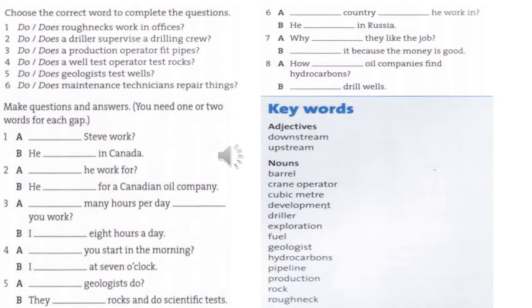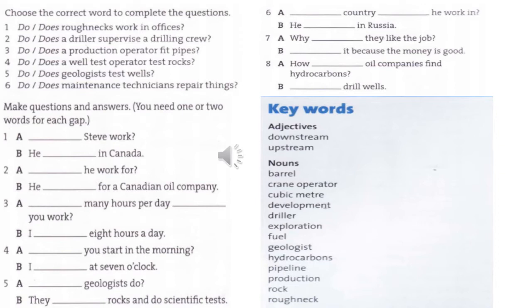In this lesson, we're going to check some grammatical rules that we can use to talk about things. We're going to talk about the present simple, how to use do or does or the question words. And then we're going to study some key words: adjectives, nouns, okay? So let's start with the first one. Choose the correct word to complete the questions. I'll give you time to answer.